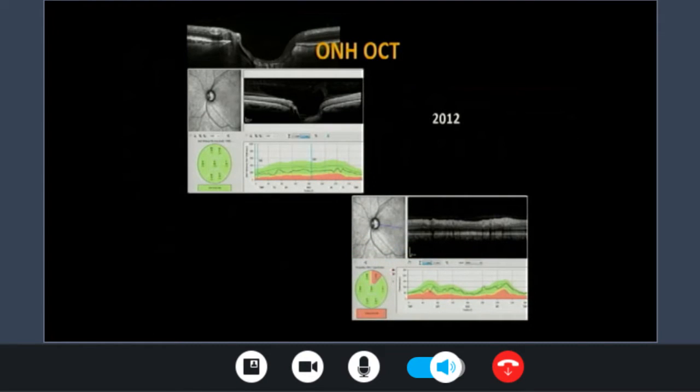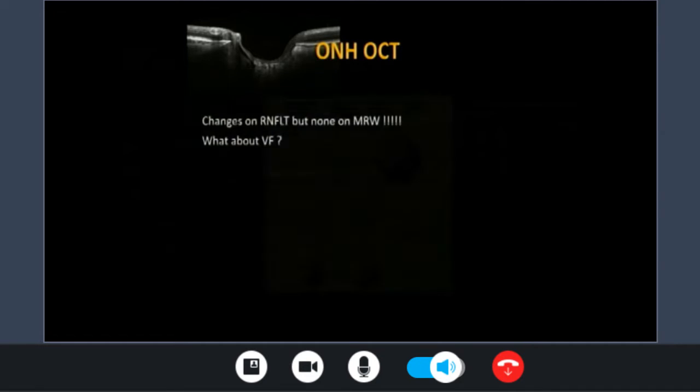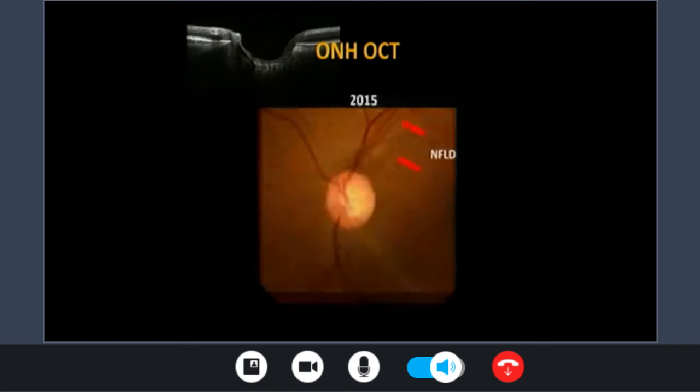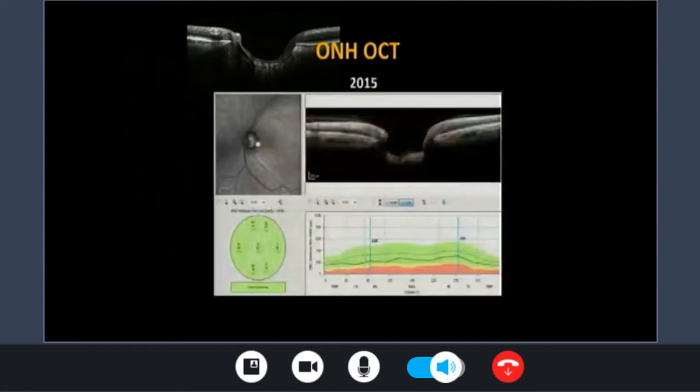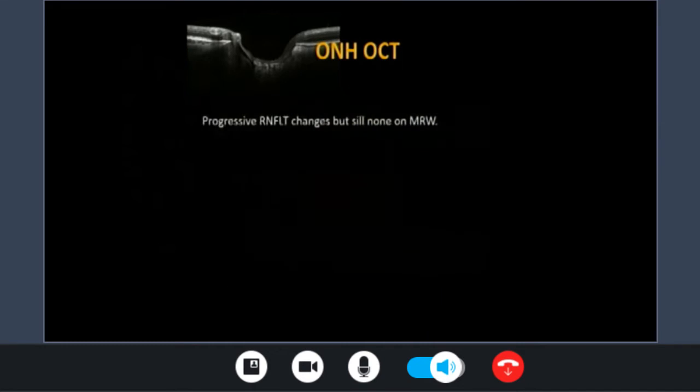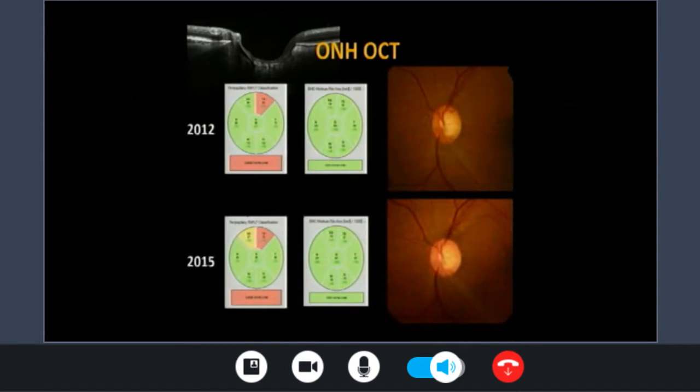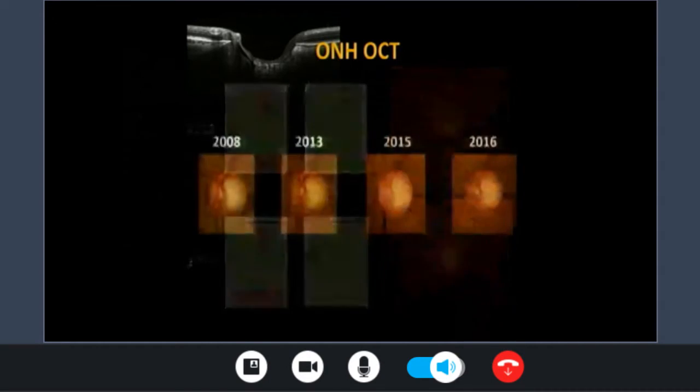That's the minimum rim width, and that's the RNFL report for the patient in 2012. And that's her visual field showing corresponding inferior visual field changes. Now we see that the patient is having progressive changes in her RNFL. The thickness was 90 and it dropped to approximately 75. That's why the patient was complaining about changes in her vision.